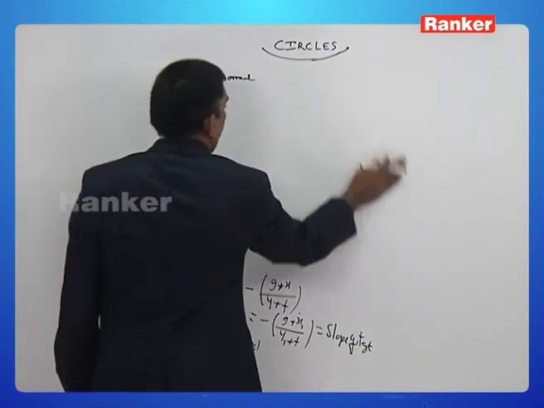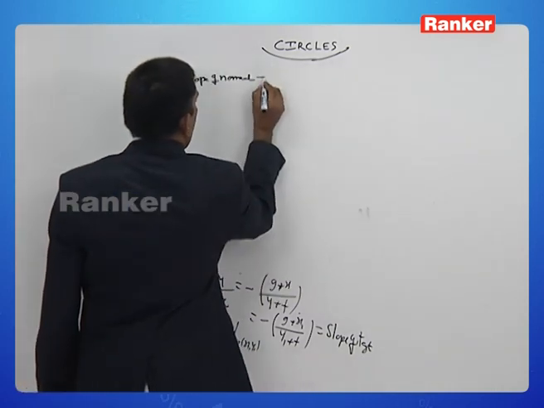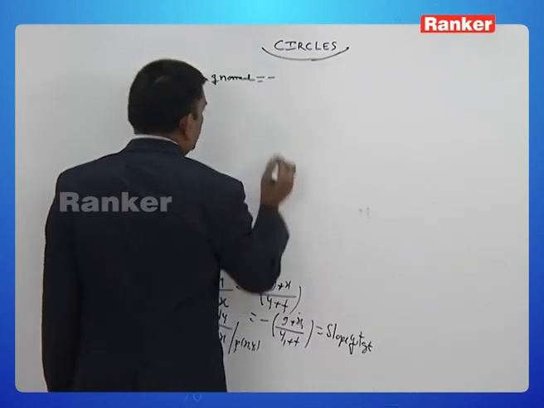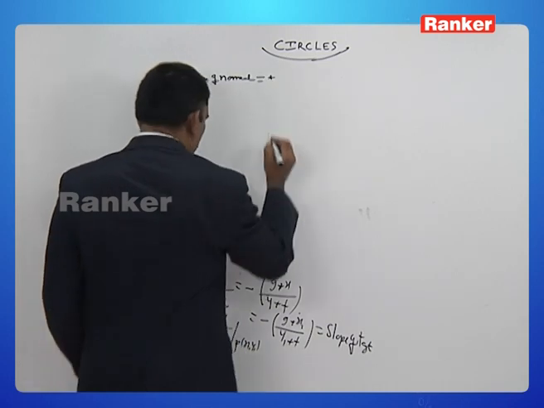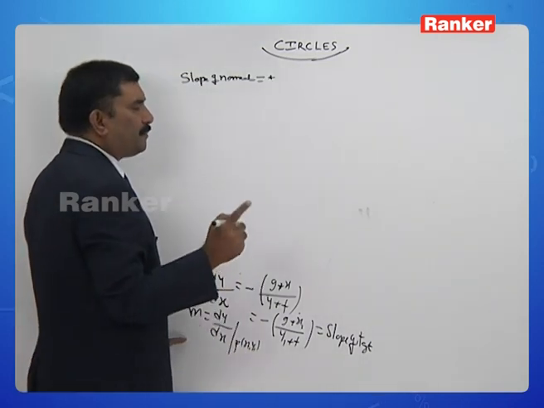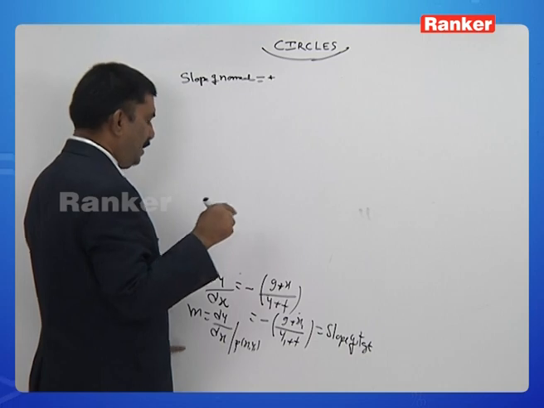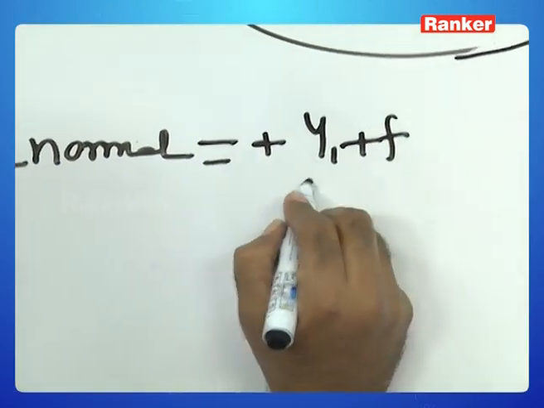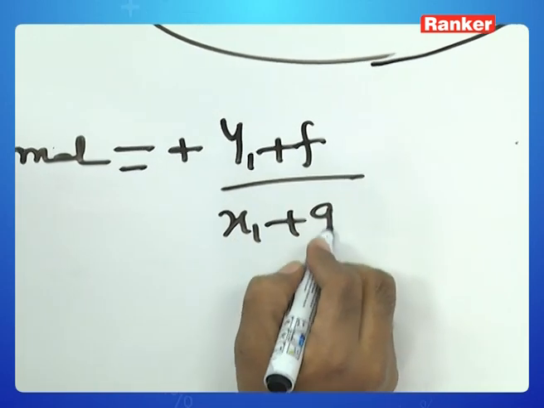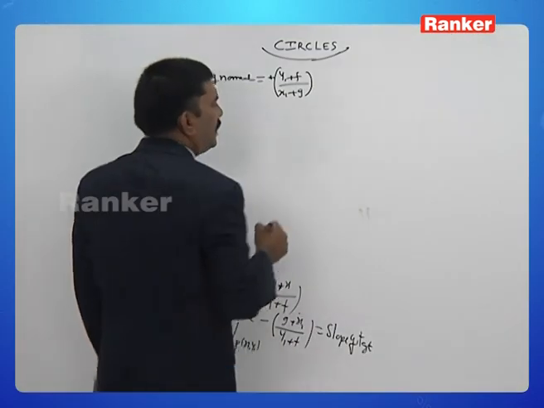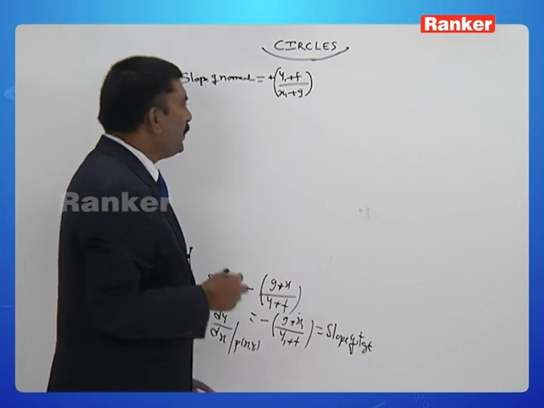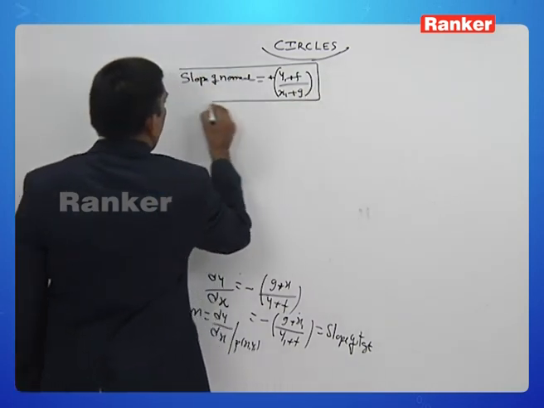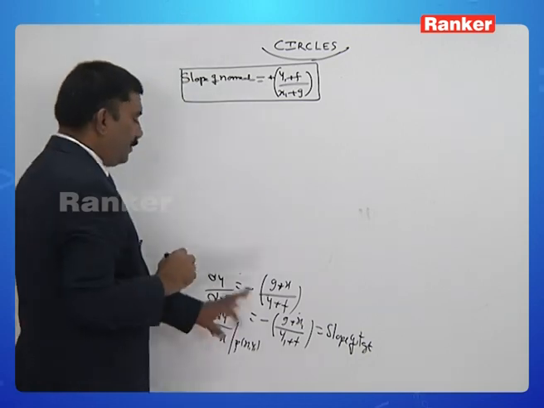Now the slope of a normal: when the slope of the tangent is m, the slope of the normal is minus 1 by m. Already minus is there, therefore this becomes (y1 plus f) by (x1 plus g). So this is the slope of the normal. At present I do not want this. Okay, I want to go for this one.